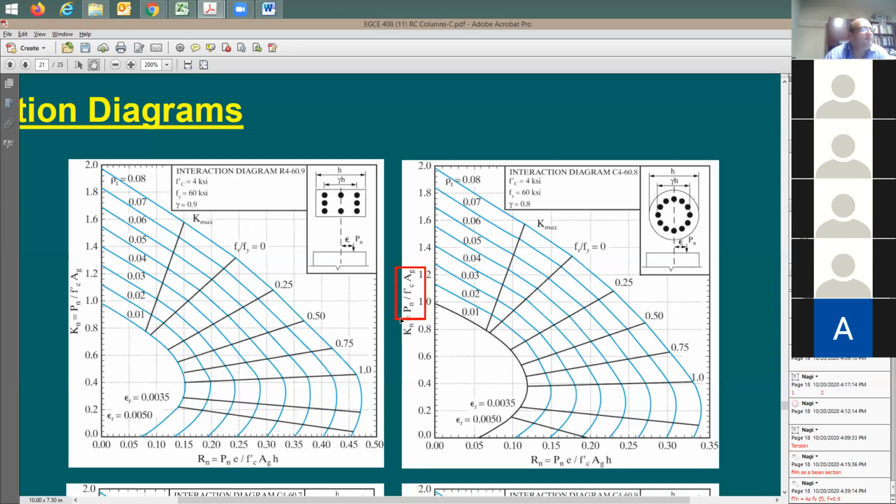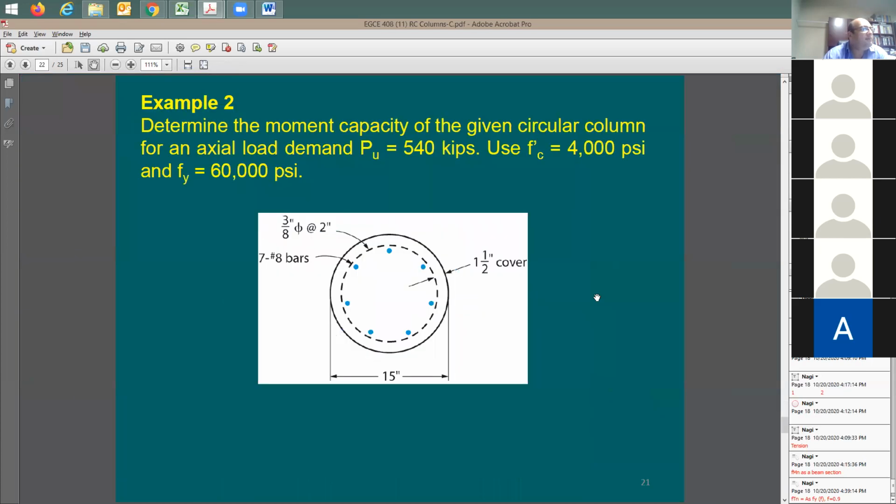Okay, so hold on. And then after this, we said, how about this Rn? This Rn represents the moment, right? And this is true. Look at the moment. What does it say? Moment equals Pn times e divided by something. So I said, okay, good. Let's see an example. Here's the example.